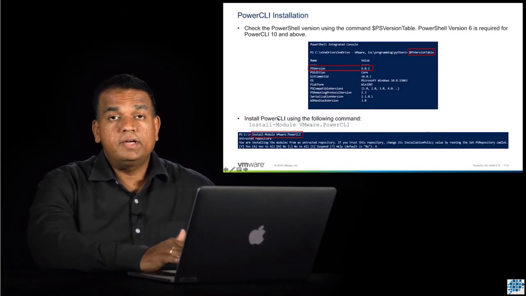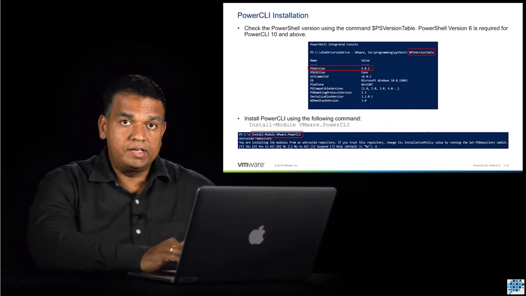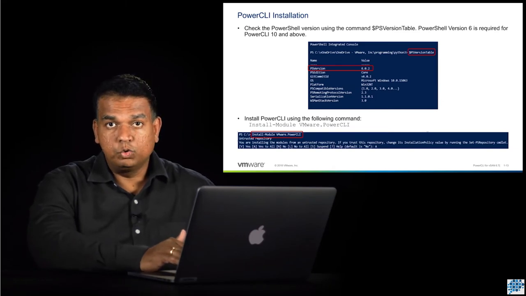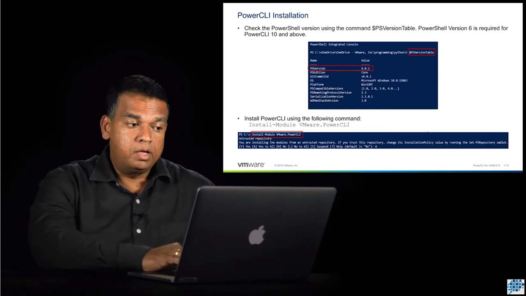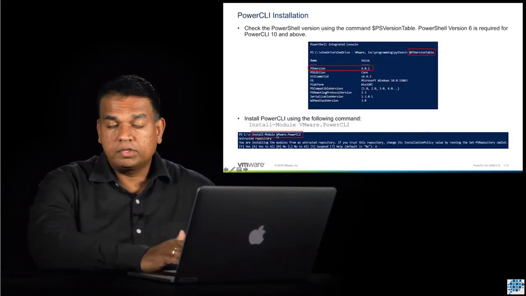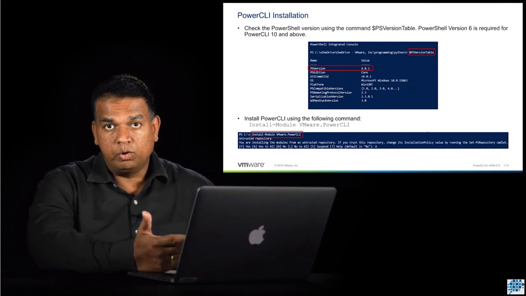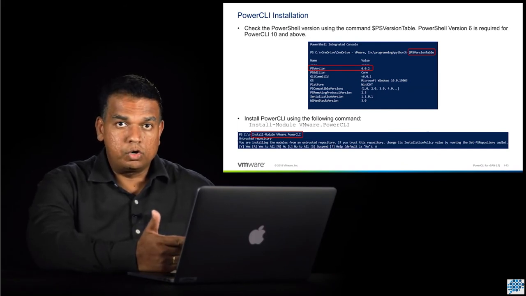After you have ensured that PowerShell itself is installed on your computer, then we will try and install VMware PowerCLI. This is very easy to do. You just have to run one command, which is Install-Module VMware.PowerCLI. This is a commandlet which you need to run. Basically the commandlet is Install-Module and the parameter is VMware.PowerCLI. For this, of course, you need to be connected to the internet, because the packages will be downloaded from the internet and installed on your computer.